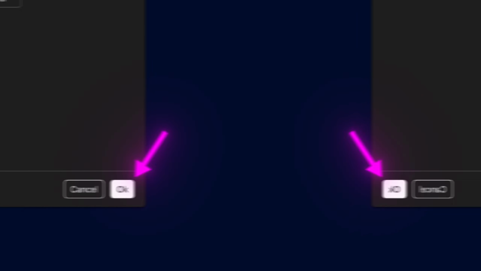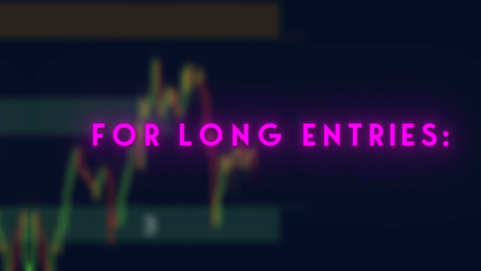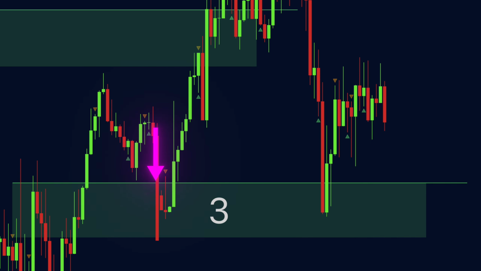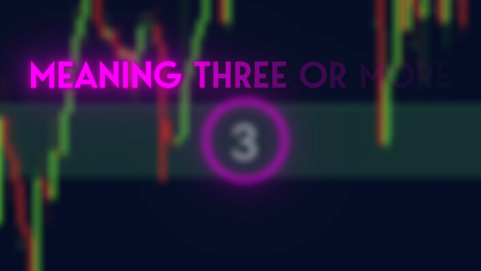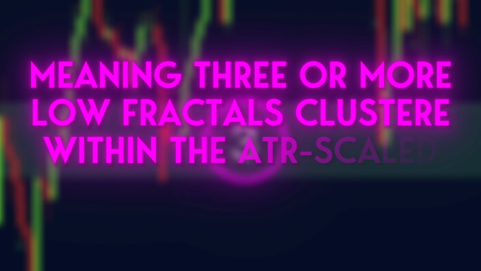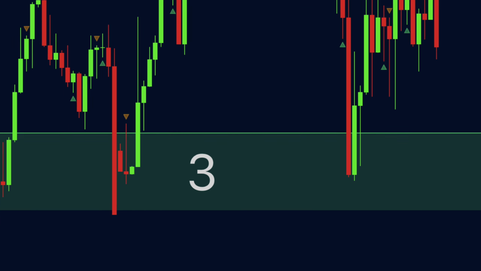After that, click OK. Now let me show you exactly how to trade this. For long entries, first you need a validated green support zone beneath price. This zone should have a validation count of at least 3, meaning 3 or more low fractals clustered within the ATR scaled window. After the zone prints, wait for a gap to develop.